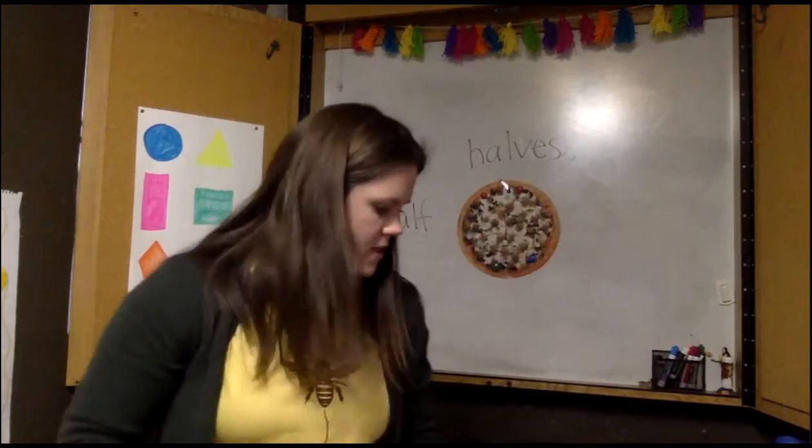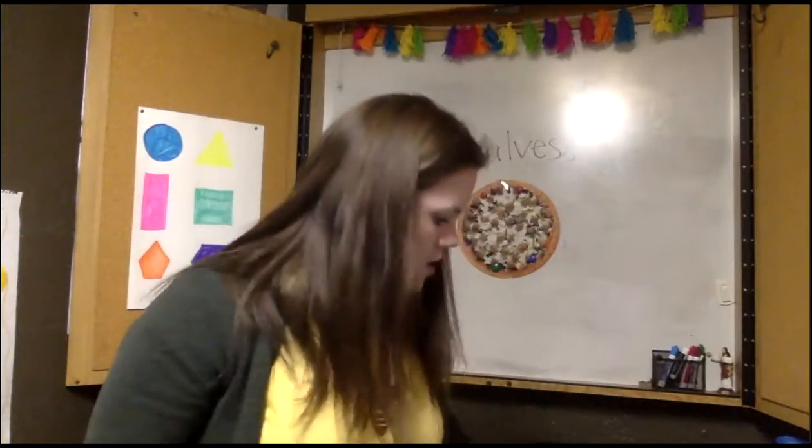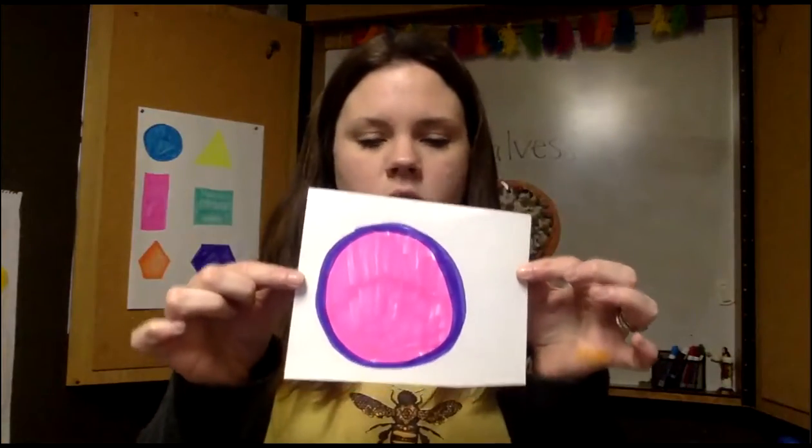Circle the shapes that show halves. So if it is showing half, then you're going to give it a circle. If it does not show halves, give it a big X. Okay? Number 1 is a round circle.